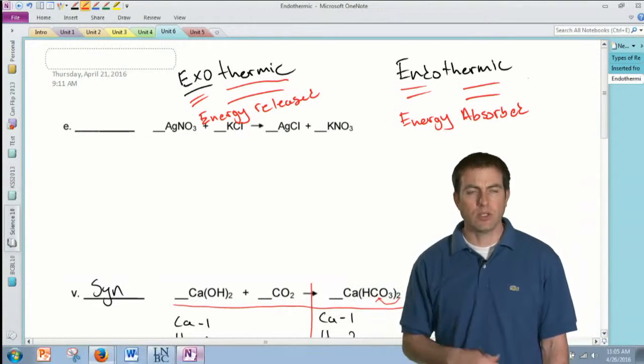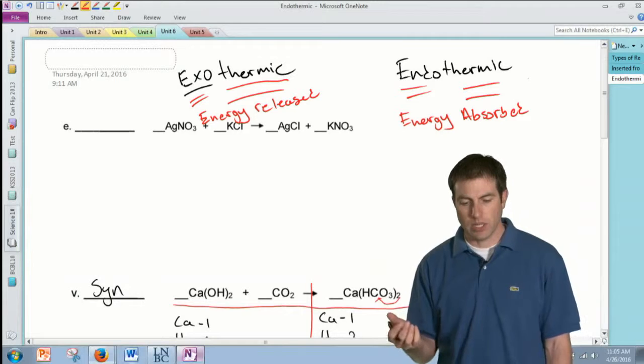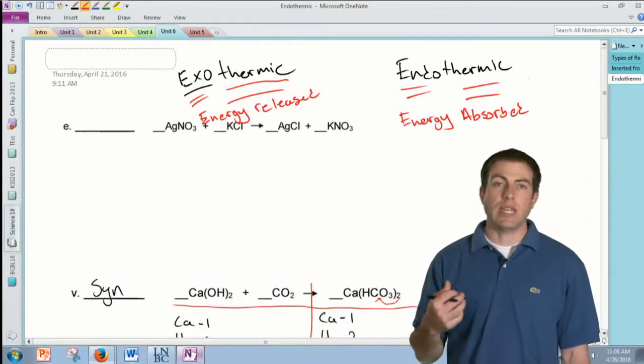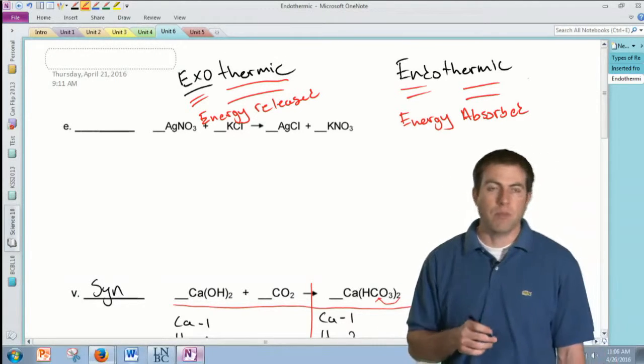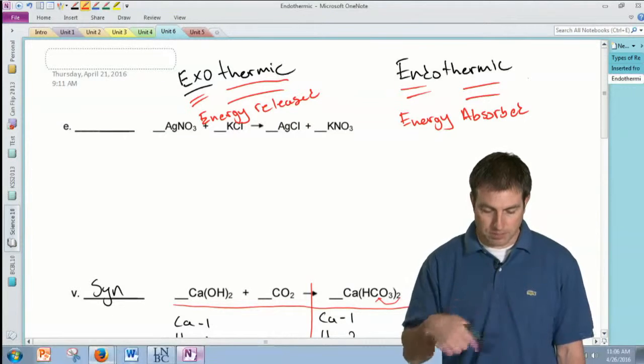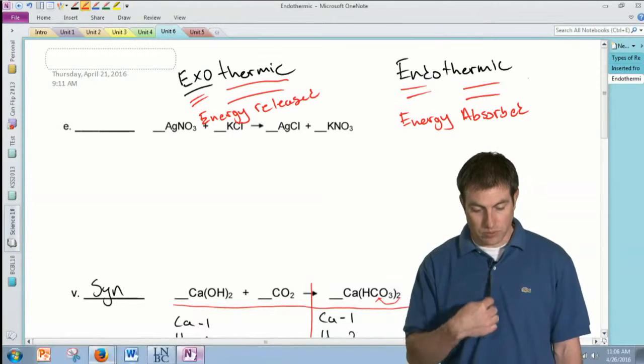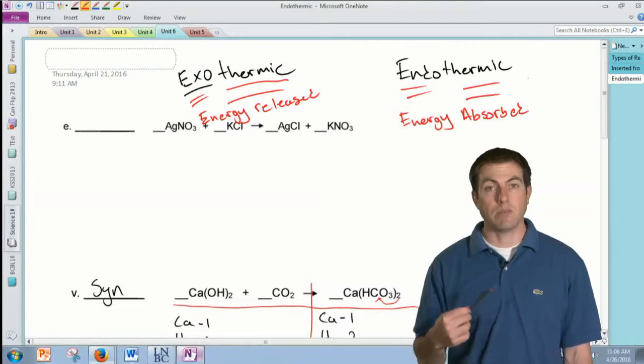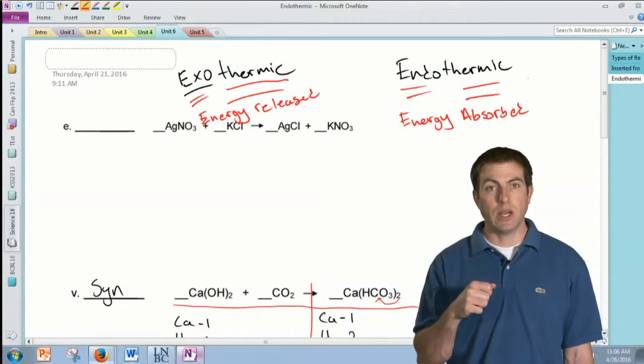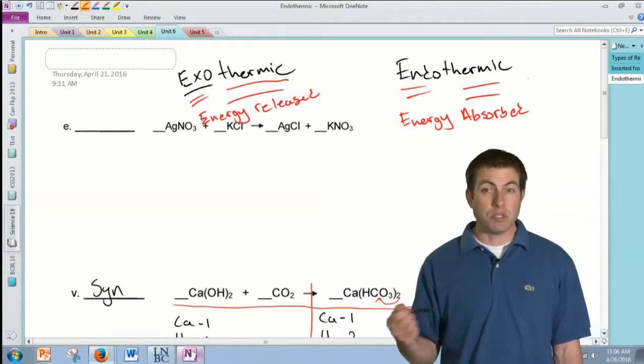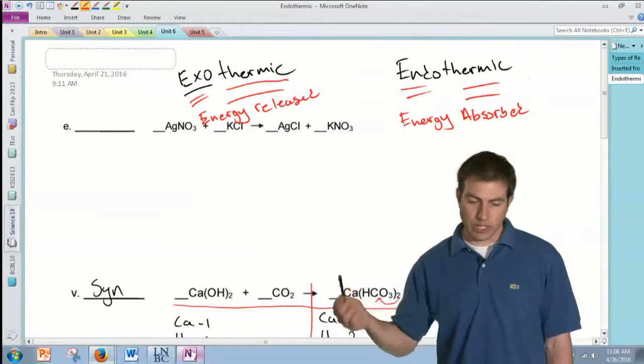Perfect. External, exo, endo. If you had something that's endoscopic, so if you have esophagus issues, sometimes they'll put an endoscopic scope down there to see what's going on. Endo just means inside, exo means outside.